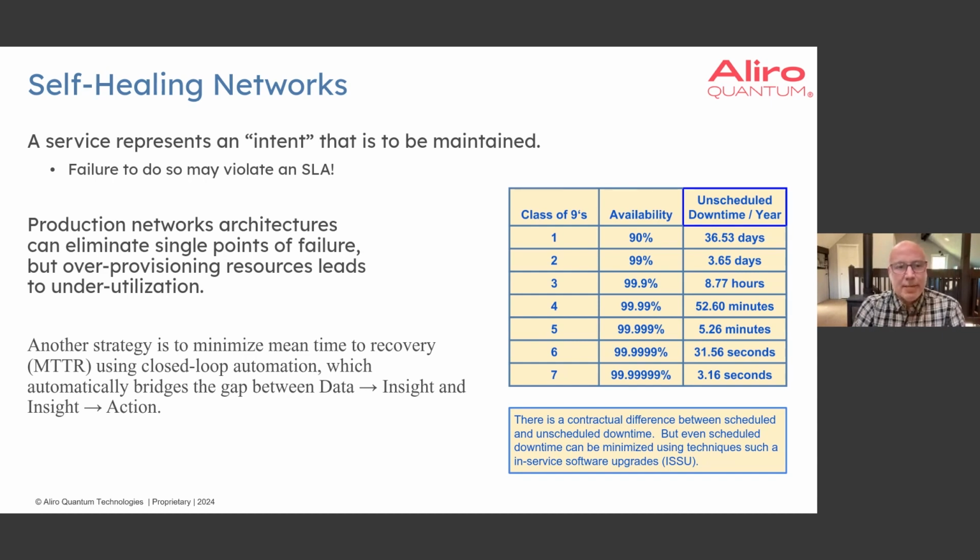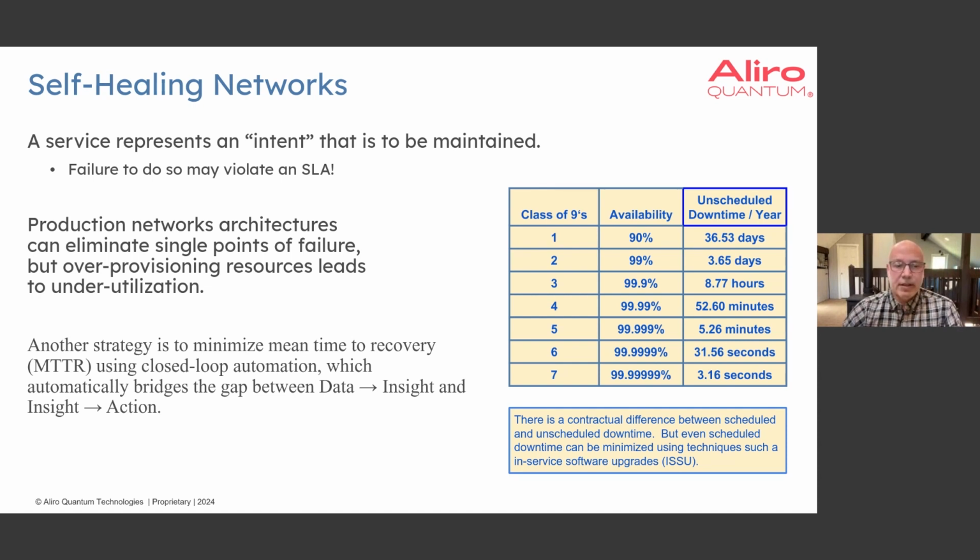Which leads us to the topic of self-healing networks. When there's a service, such as a full mesh VPN, it represents an intent that is to be maintained. Failure to maintain that intent may violate an SLA that the operator has with its customers. Production network architectures can eliminate single points of failure using redundant hardware, but over-provisioning resources can lead to underutilization.